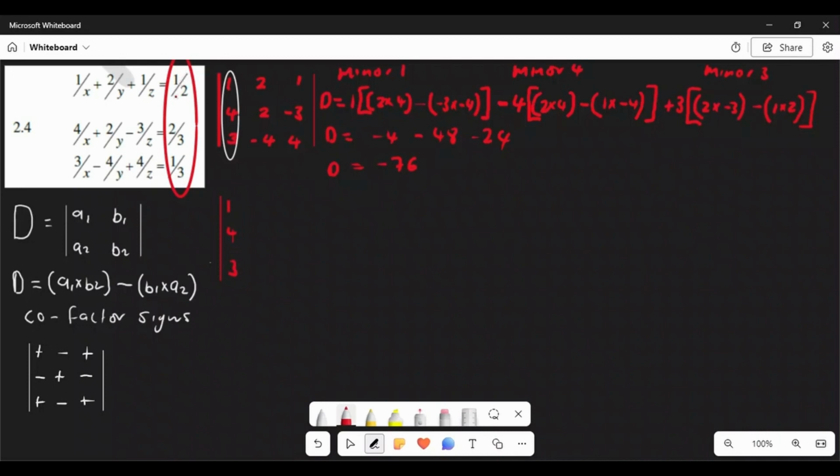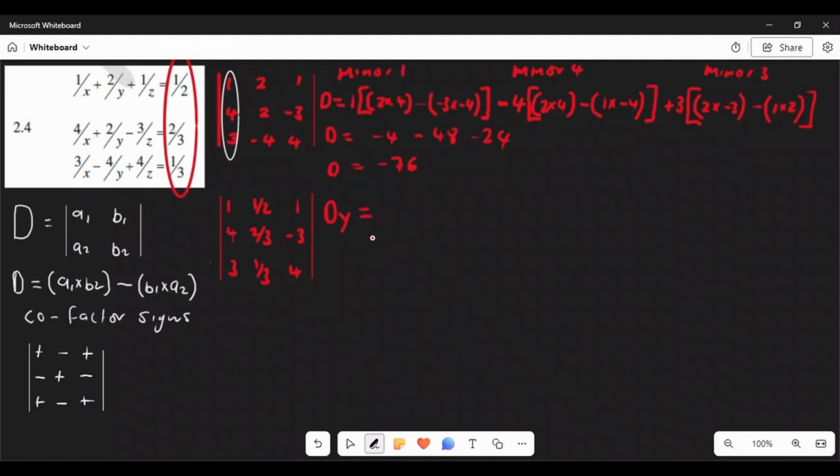Now, since we are looking for the determinant for y, we want to take the answers here, which are going to be 1/2, then 2/3, and 1/3. And since we are not looking for the determinant for z, we keep this one for z. So it's going to be 1, -3, and 4. Right, and then here we're just going to write dy. Now we are looking for the determinant for y, guys. Right, let's continue.